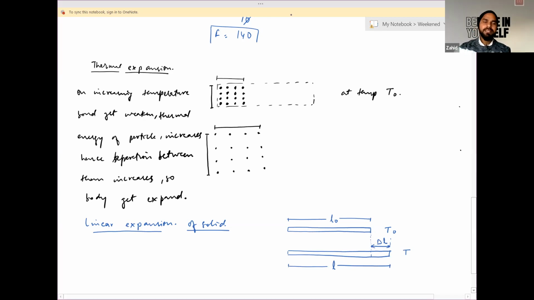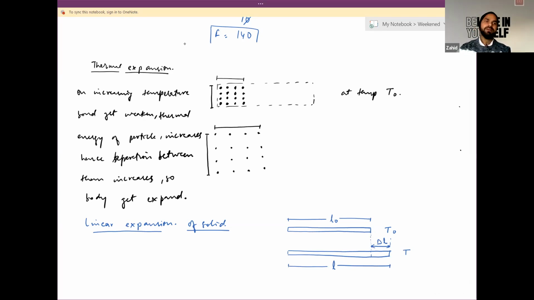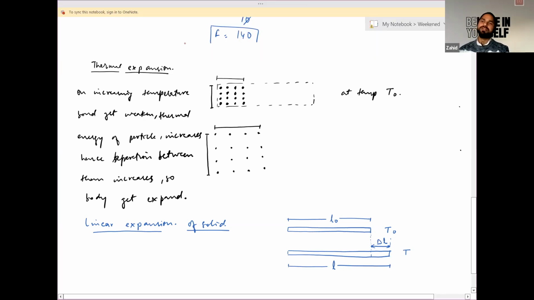So we can define a term to describe this expansion or contraction in length depending upon changing temperature, that is alpha, which is called the temperature coefficient of linear expansion.